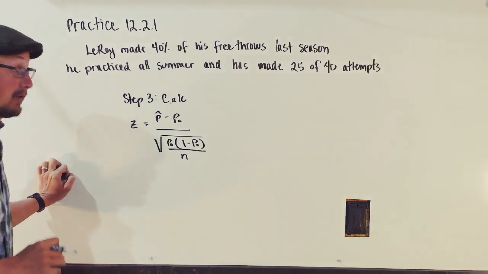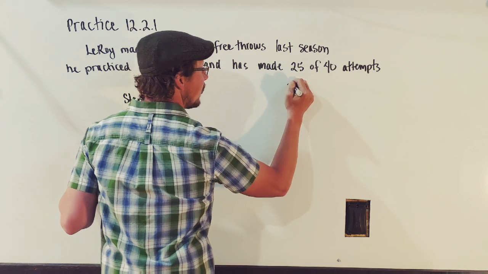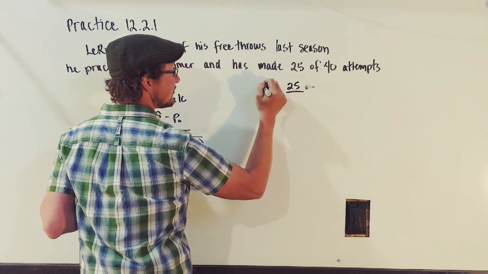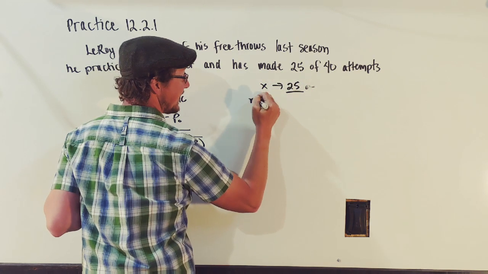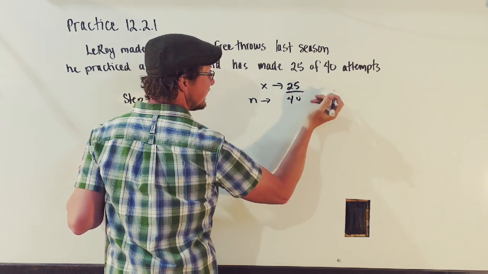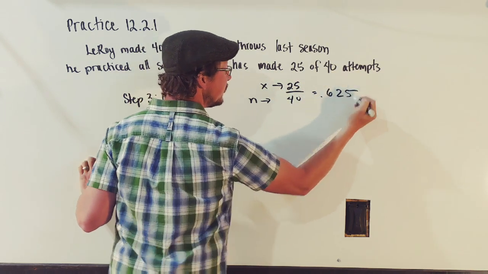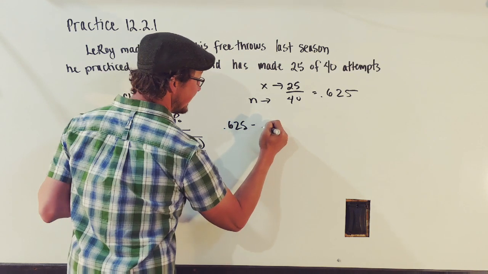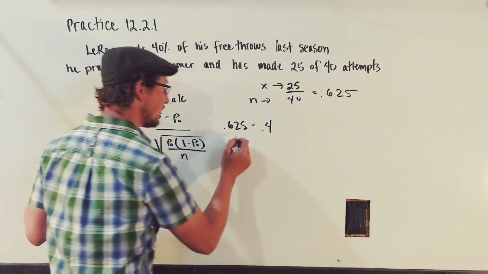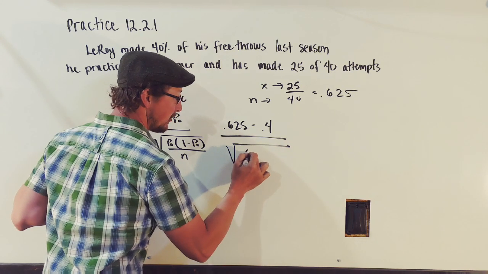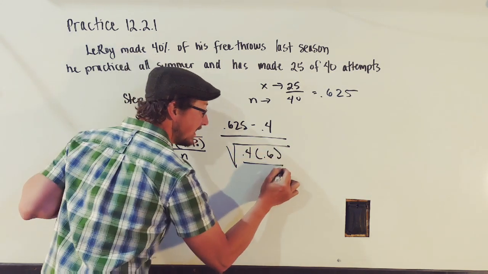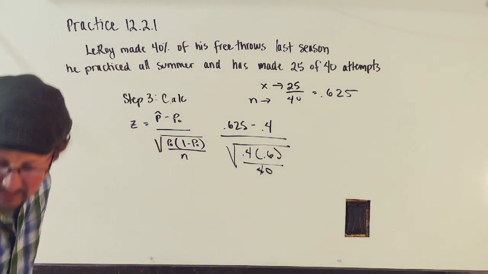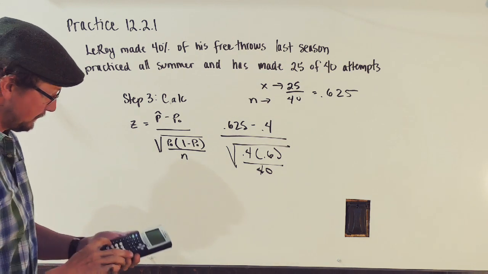Let's drop in our numbers, then go to our calculator. 25 of 40, so that's my x, the 25. My sample size, n, is my 40. That's 0.625. So my sample proportion of 0.625 minus my hypothesized value of 0.4 divided by the square root of 0.4 times 0.6 over my sample size of 40, and go into my TI calculator.